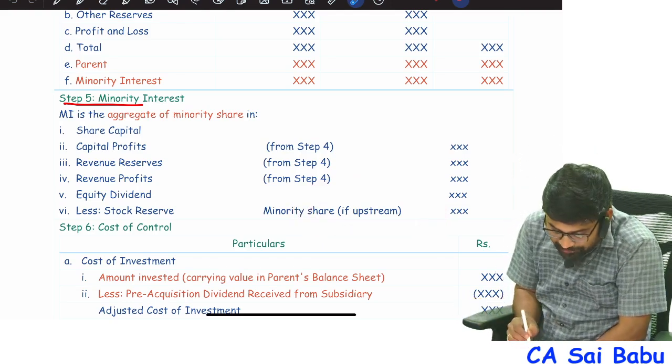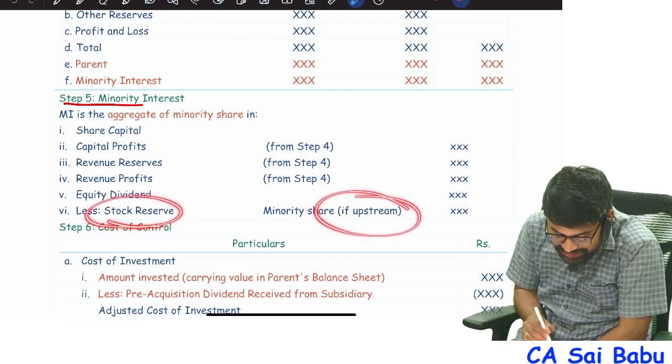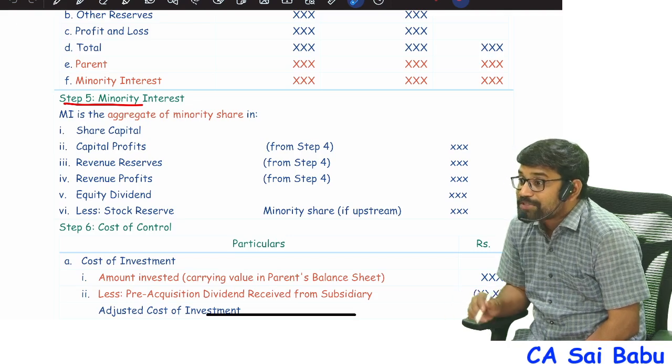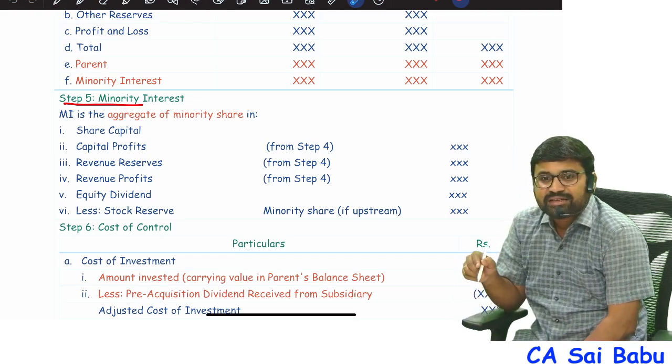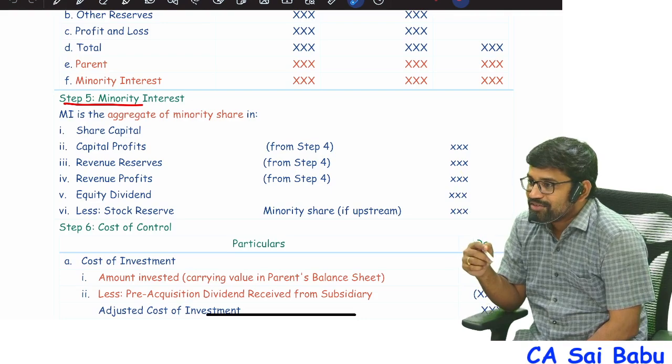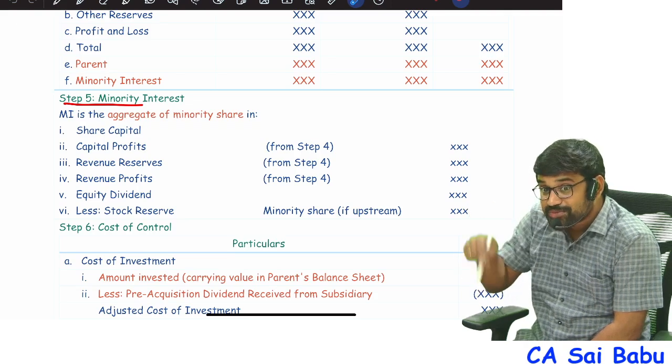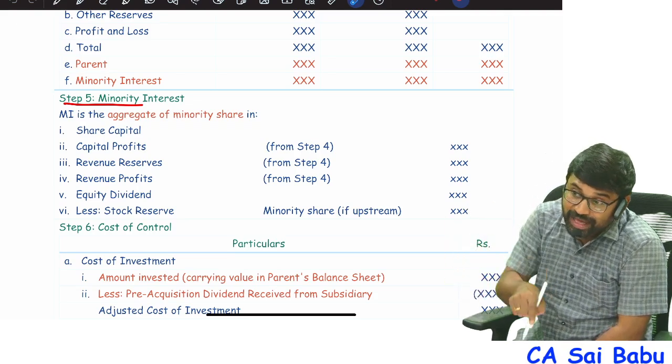You see in step number 5, we deducted stock reserve. This is nothing but unrealized profit. In which case will it come? Upstream transaction. What is an upstream transaction? The subsidiary sold goods to the parent. When the subsidiary sold goods to the parent, the profit is recognized by the subsidiary, and the profit should be shared between the parent and minority interest.